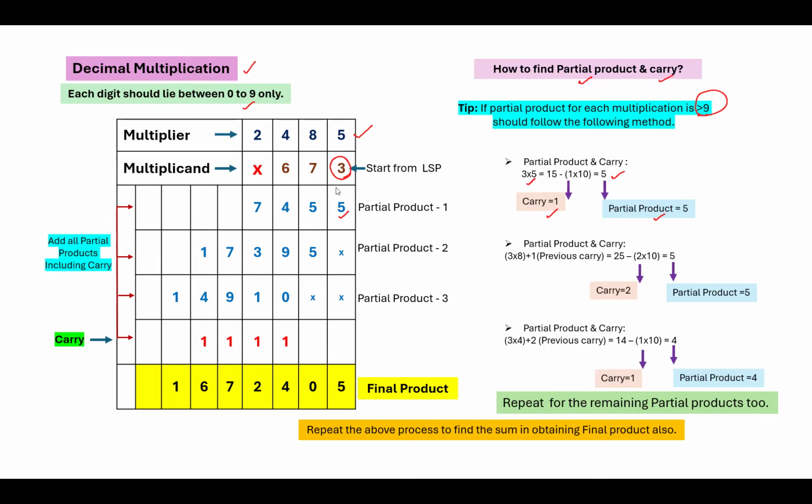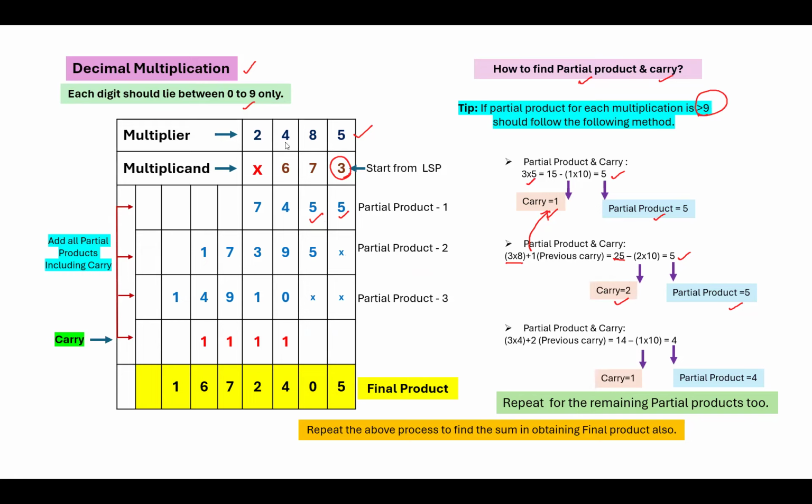Now we multiply 3 into 8. 3 into 8 is 24. 24 plus the previous carry, so 25 is the sum. 25 minus 2 into 10, 2 tens are available, the difference is 5. So carry equal to 2. The difference value is the partial product digit. So write partial product digit 5 and keep in mind the carry equal to 2.